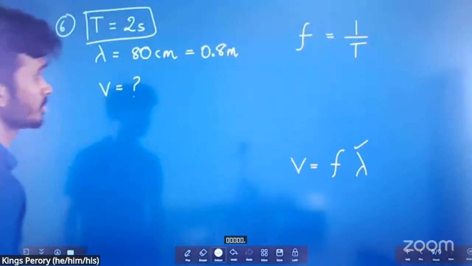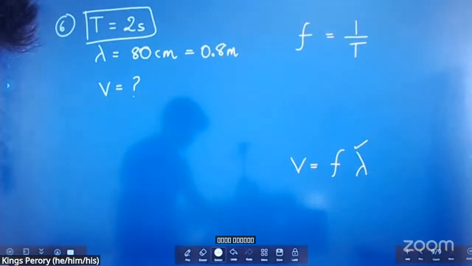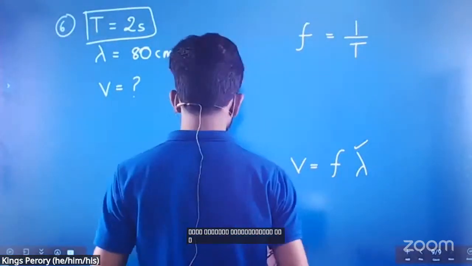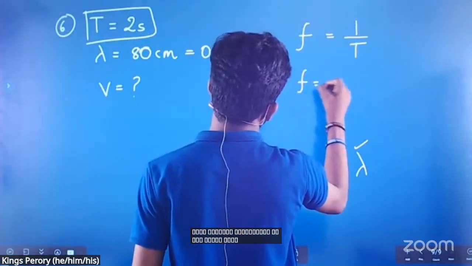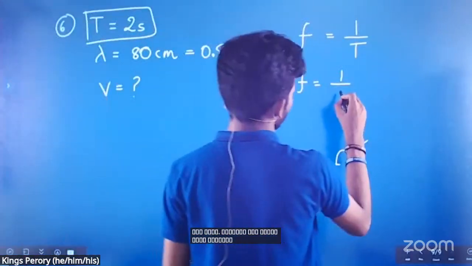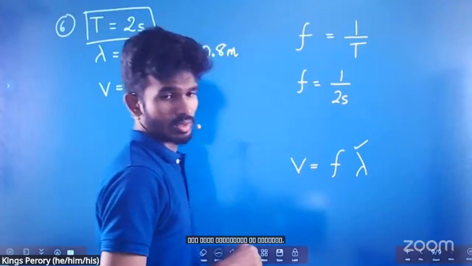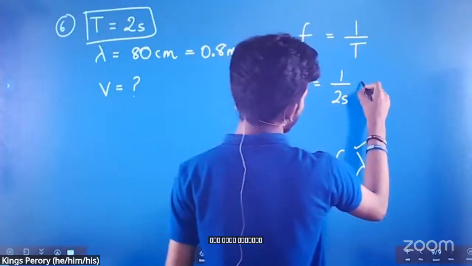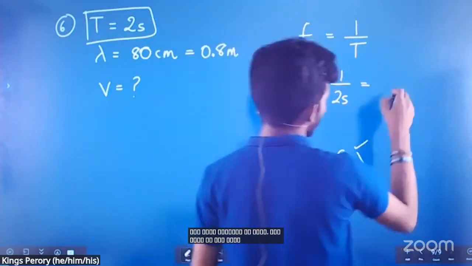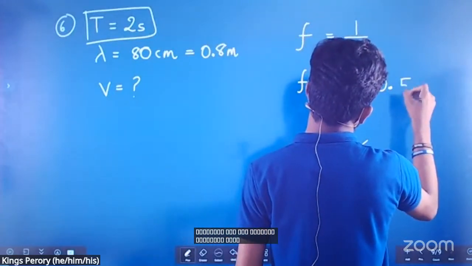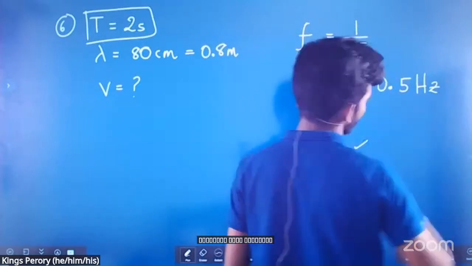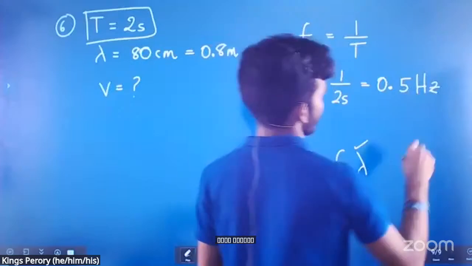We'll work it out. Frequency is 1 over period. Period is given as 2 seconds. 1 over 2 seconds is how much? 1 over 2 is half. If I put it in decimal, 0.5. 0.5 hertz. That's the frequency.